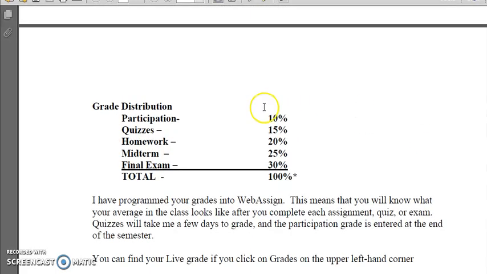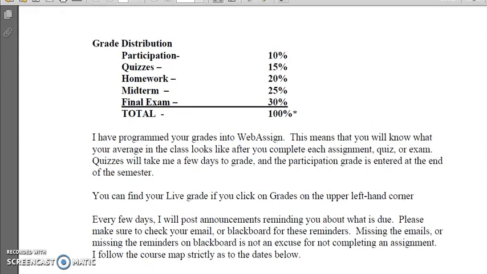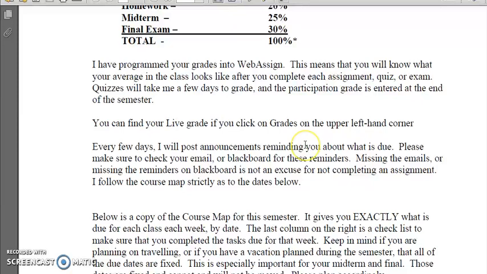So here's what your grade looks like. We talked about participation, which is posting on the discussion board on Blackboard. Quizzes, which you're going to print out and email back to me. Homework, which you're going to do on WebAssign. Midterm and final exam, which you're going to do on WebAssign too. And the nice thing about WebAssign is it has a gradebook that's associated with it. So you're going to be able to know exactly what your grade looks like as you do each homework assignment, as you take each exam, and I'm going to put your quiz grades in there as you take them as well. So the last thing we need to talk about is when everything is due.